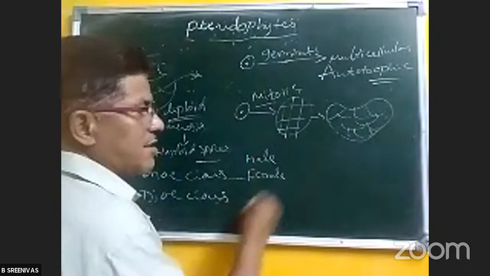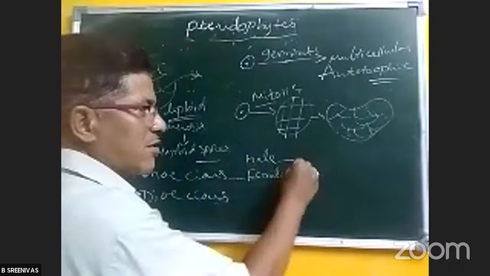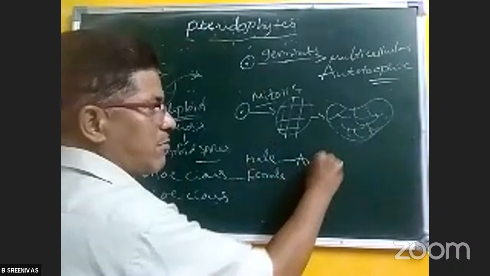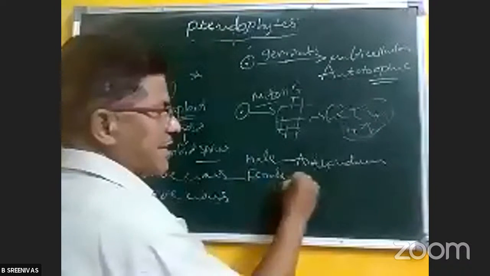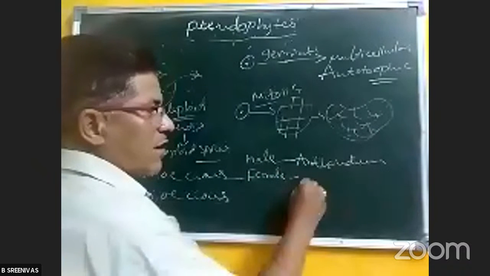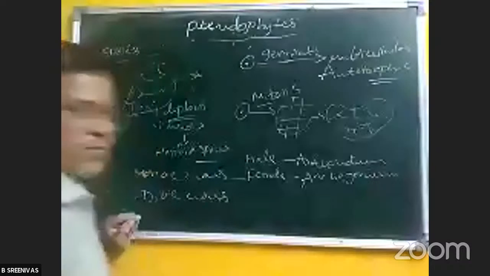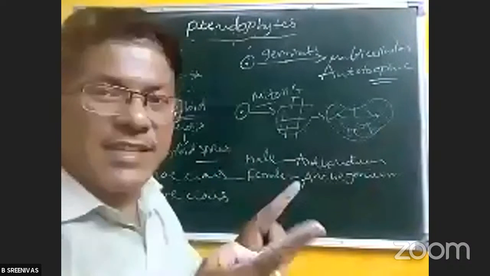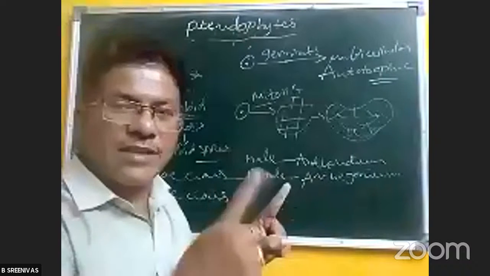Female sex organs. The male sex organ is called antheridium, and the female sex organ is called archegonium. Okay, so here is the difference between the bryophytes and pteridophytes.